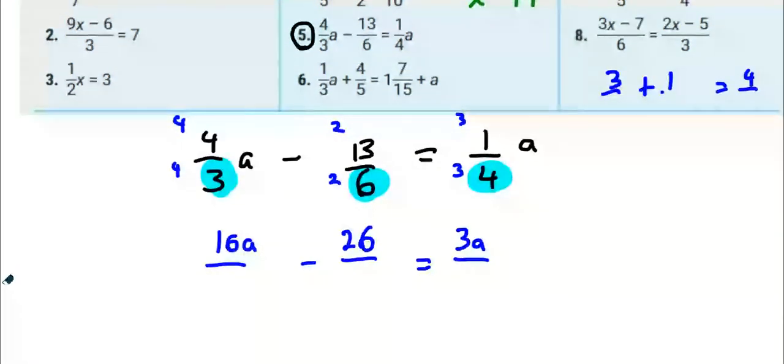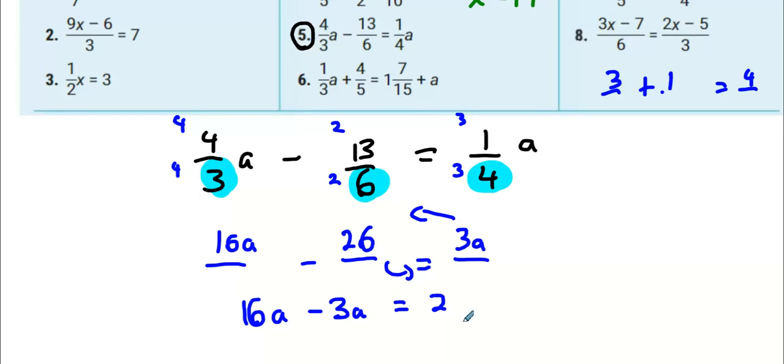What's the goal of a solved question? Get the letter on its own on the left side. So that to me means bring the 3a to the left and bring the 26 to the right. What happens then? Equals.